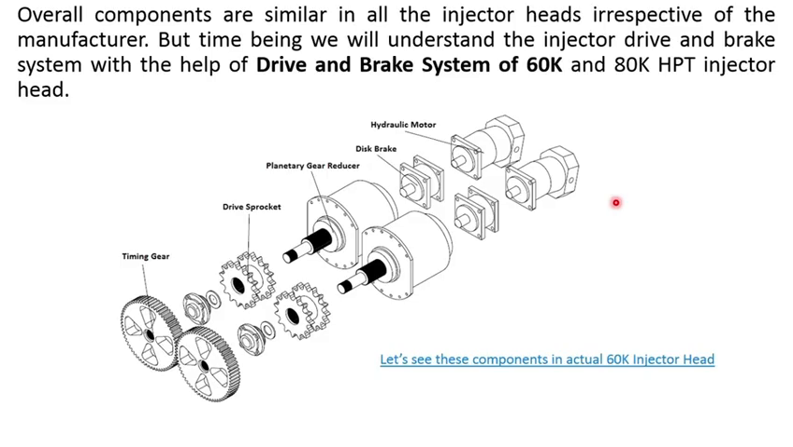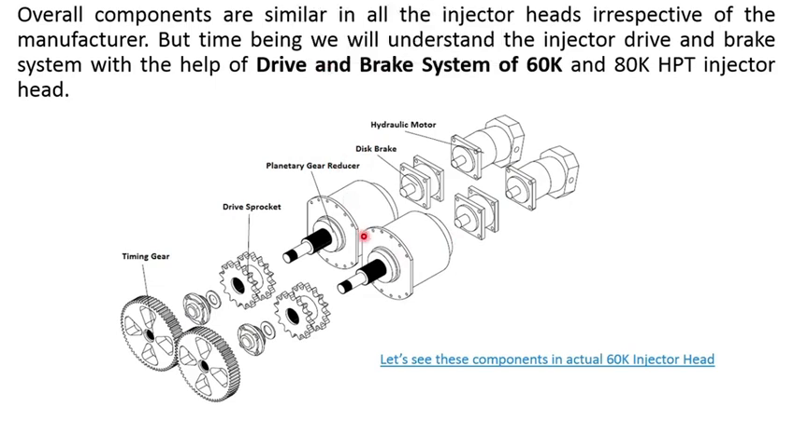The drive and brake system of the 60K injector head is shown over here. As we can see, the main components include a pair of hydraulic motors, a pair of disc brakes, a pair of planetary gear reducers, a pair of drive sprockets and a pair of timing gears. The hydraulic motor generates rotational energy by converting the hydraulic energy of hydraulic oil. This rotational energy is shifted to the planetary gear reducer assembly via the drive shaft.